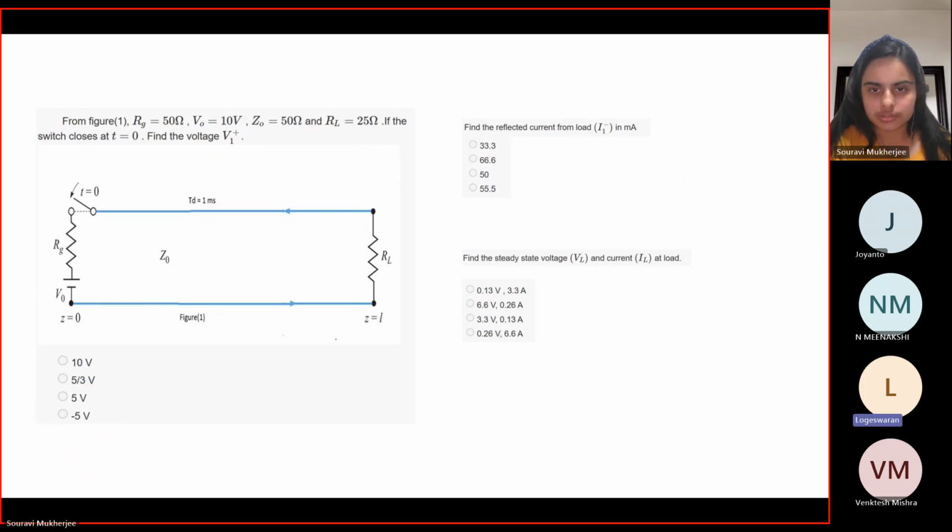For the first question, it is 5 volt. Yes, because you have 50 ohm here and you also have 50 ohm here, right? Z0 is 50. So your 10 volt gets divided between the two. If it was some other, if the ratio is different, suppose if it was 150, then it would be divided accordingly, like a voltage divider, right?